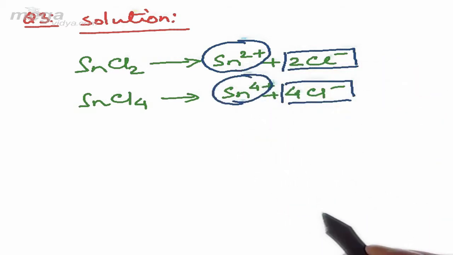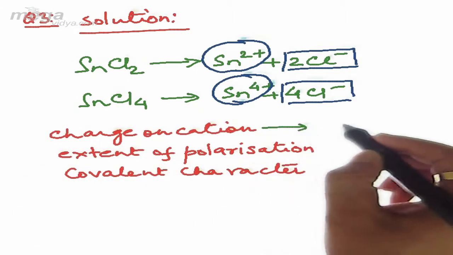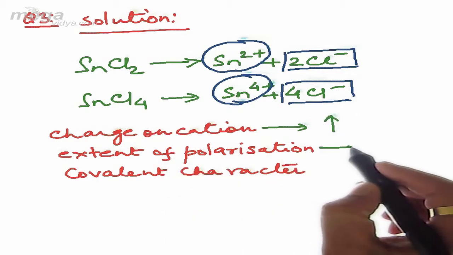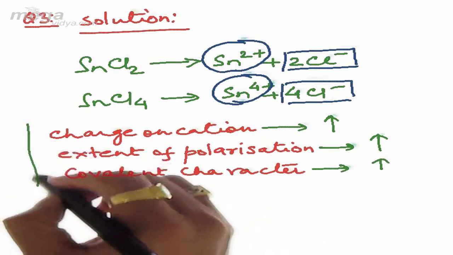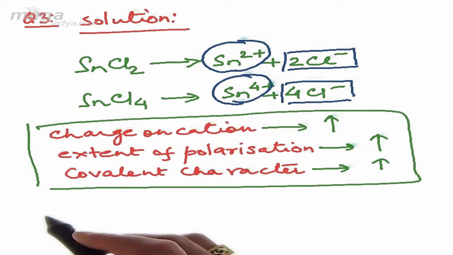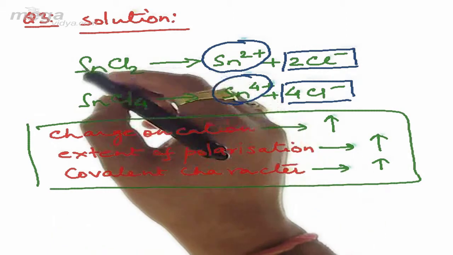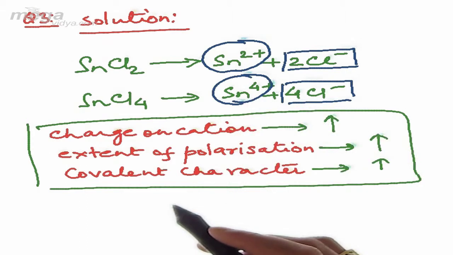positive. Now we have discussed already that when the charge on cation increases, then the covalent character increases. So we can conclude that when the cationic charge increases, the extent of polarization also increases and the covalent character increases. So from this we can conclude that SnCl2 will be less covalent than SnCl4 because the charge on Sn is 2 positive, which is smaller than the charge on Sn, which is 4 positive in SnCl4.